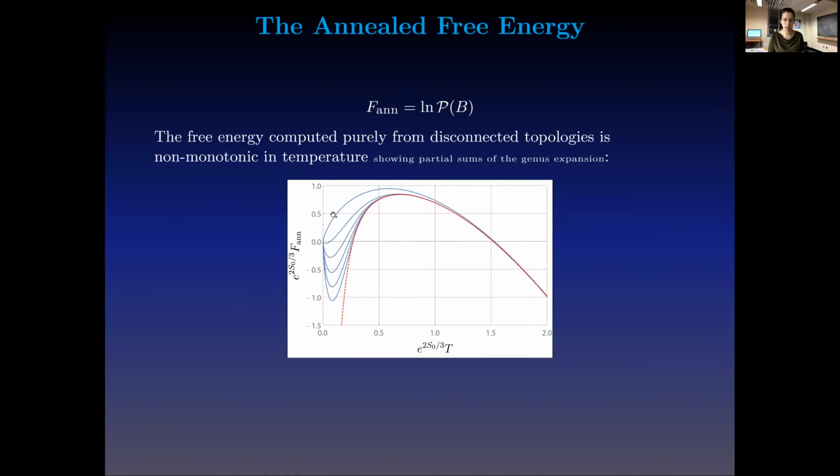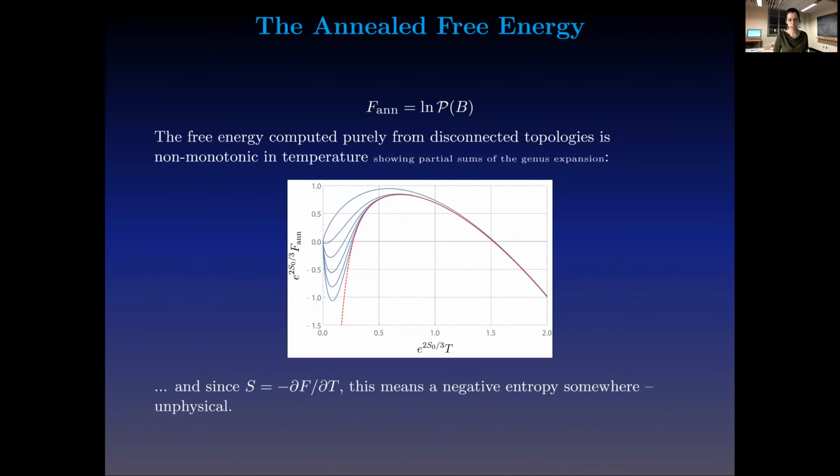The blue curves correspond to progressively higher genus. As you can see, this is not very well behaved at very low temperatures. But notice that as you go to somewhat higher temperatures, maybe T greater than or equal to 0.3, these appear to converge, and all of them are non-monotonic. So the annealed free energy appears to be non-monotonic, and this appears to be a robust feature. Since the entropy is minus dF/dT, this means a negative entropy somewhere, which is unphysical.